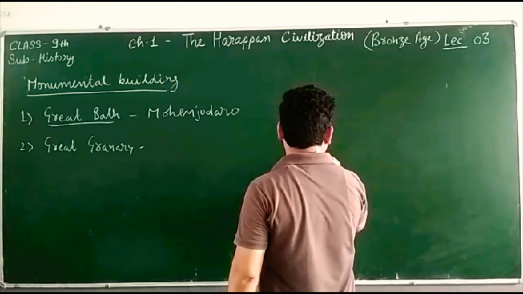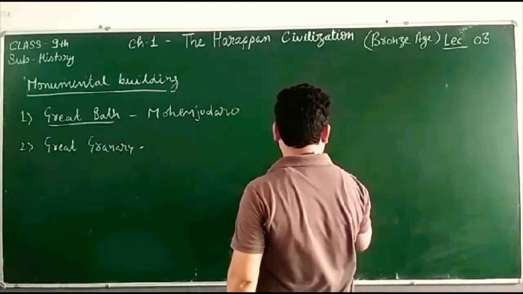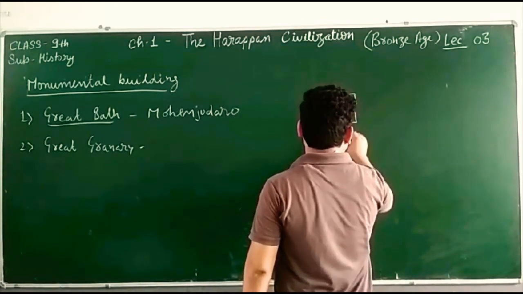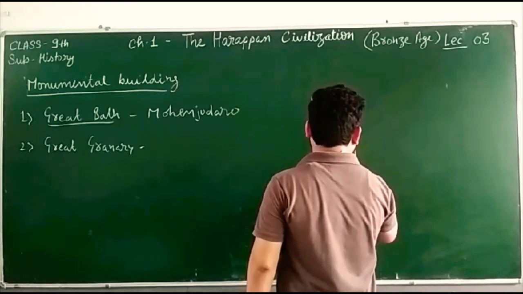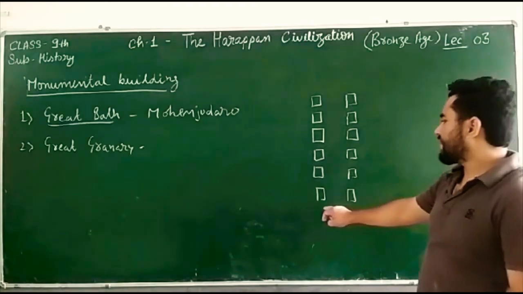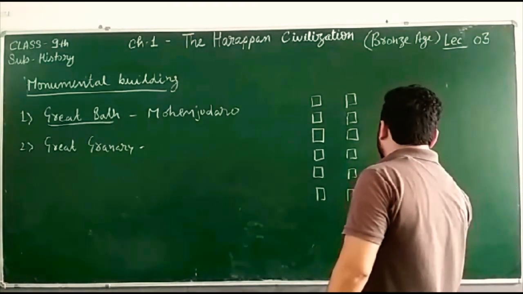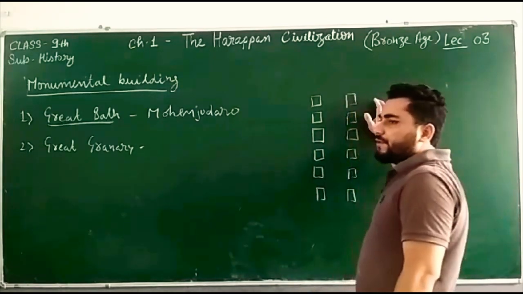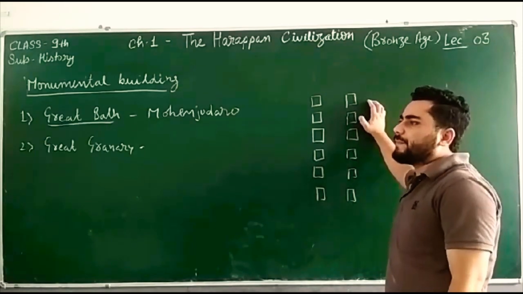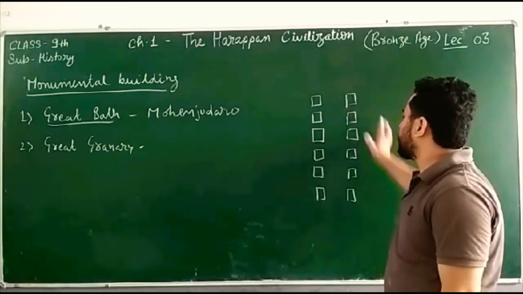One granary, two, three, four, five, and six. Like this. One, two, three, four, five, and six. So one row of six granaries this side, one row of six granaries this side, right? These granaries were used to store food grains by the public. Okay, means all people used to deposit their grains there, right, in these granaries.